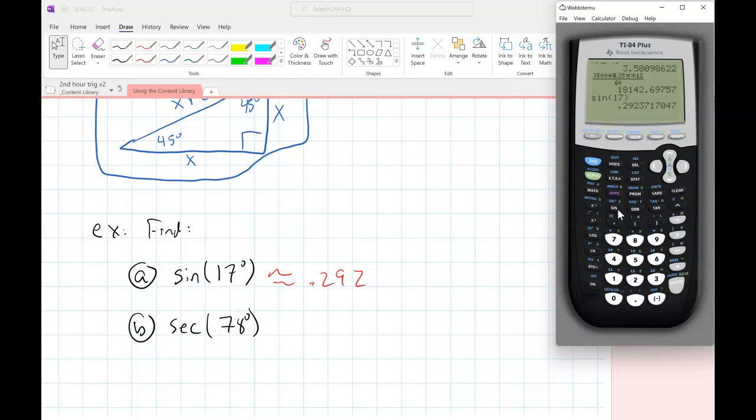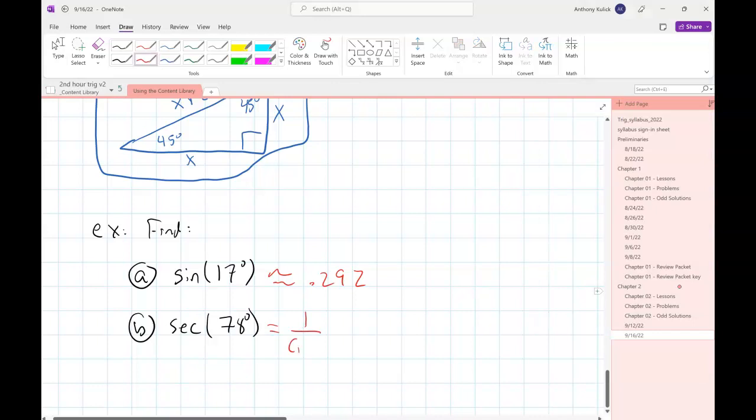So sine, cosine, tangent, which one is secant related to? Cosine. And it's related to it as the reciprocal, right? So I'm just going to type it in as 1 over cosine 78. So I get about 4.810. Alpha y equals, and then the first option. We've been talking about that since day one.